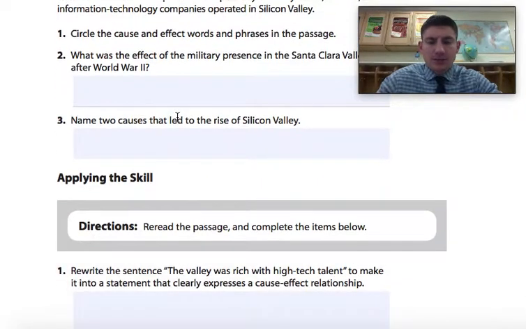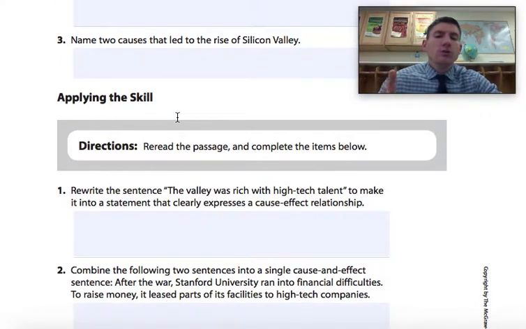Now let's apply the skill. Here the directions ask us to reread the passage and complete the items below. I'm not going to reread it for you. I'm going to have you reread it on your own, and then I'll help you walk through what it's looking for specifically in each of these questions.